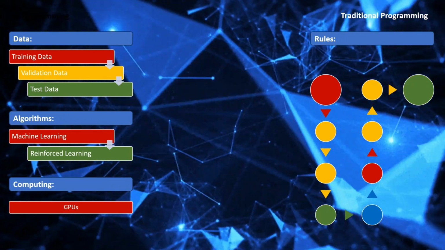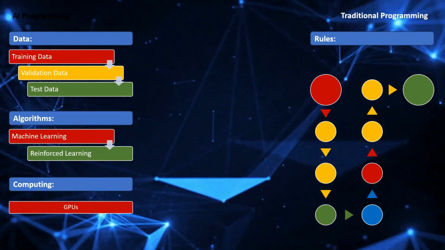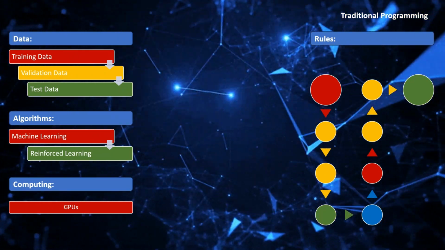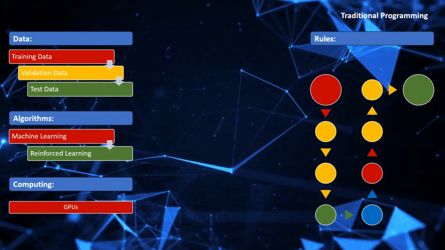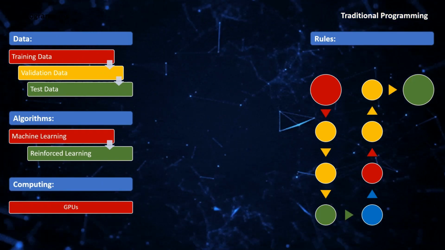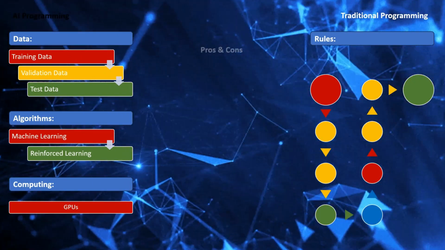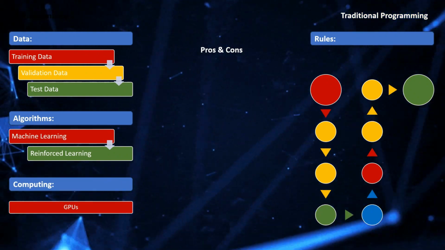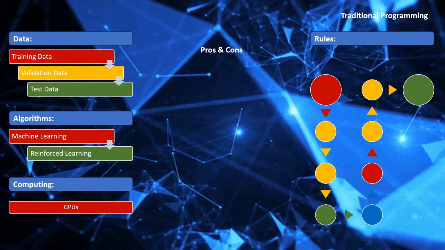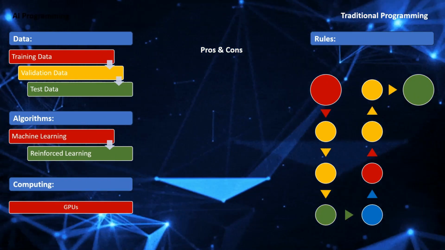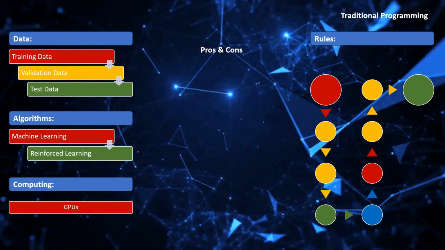This works well for simple problems with clear solutions. But imagine trying to write rules for recognizing a cat in a picture. There are too many possibilities. That's where AI is much better. Let's talk about a big difference between AI and traditional programming, how stable they are and how easy they are to grow. And we'll start with number one, that's stability and scalability.